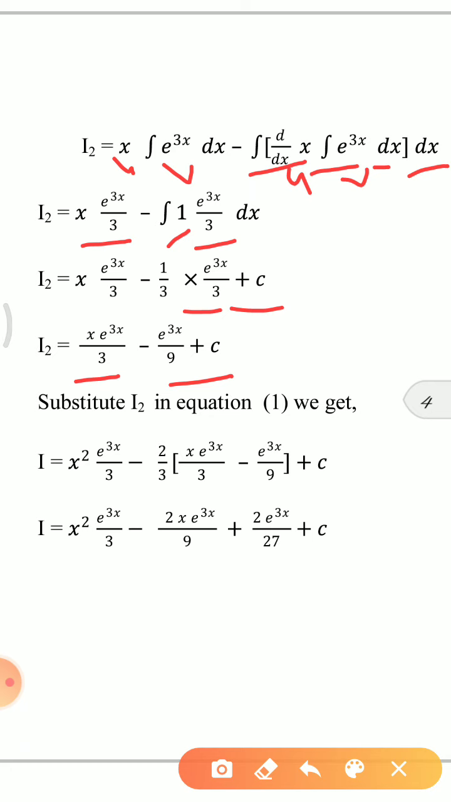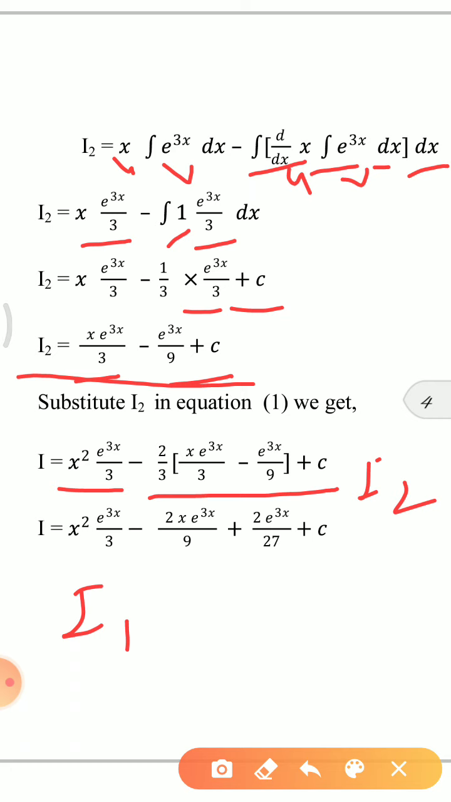Then substitute I2 in equation 1, we get, that is I is equal to, this is the value of I1, and we have to substitute here the value of I2.